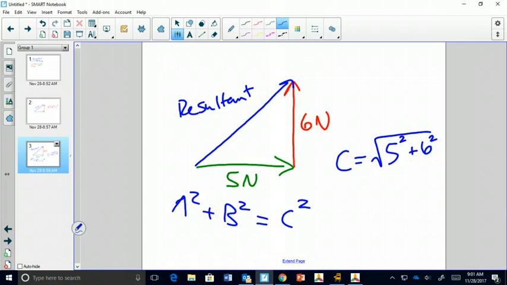Will someone pop that in for me? I'm just making this up, so I don't have an actual answer to give. But can you give me an answer quick? Someone got a number for me? C is 61? The square root of 61 would be what? I thought you were saying that C was 61. I was like, that seems awfully large. It's close to 8. 7.8? Thank you. 7.8, and of course we'd say newtons.